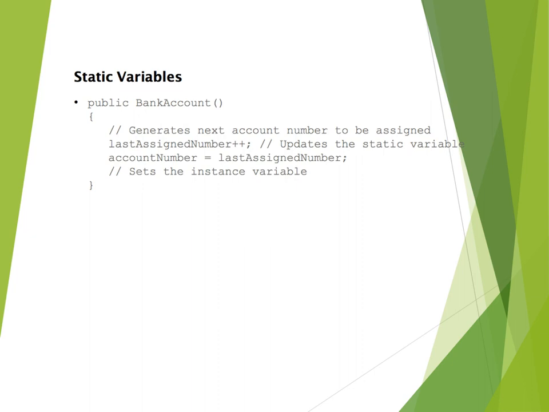So as you see in the constructor of the BankAccount, we simply increment the lastAssignedNumber by 1, and this way we simply keep track of the number of bank accounts that you have created. Okay, and then this will help you to set a unique account number for every bank account.